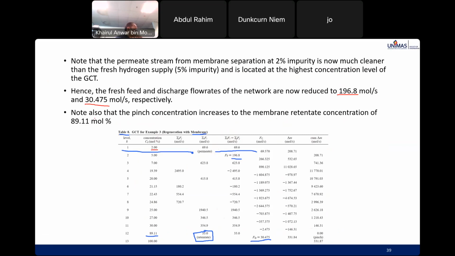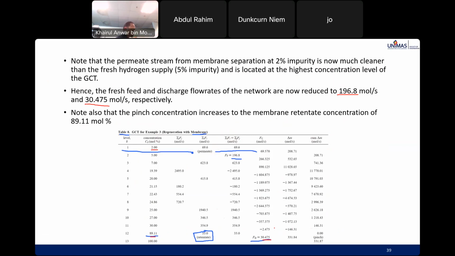Okay. Note also that the pinch concentration increases to the membrane retentate concentration of 89.11 mole percent. If you see here, this is FD, it is 30.475. And in the actual flow chart from figure 6, the amount of discharge is actually 110.9, which goes to fuel.